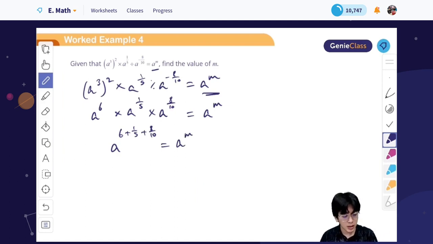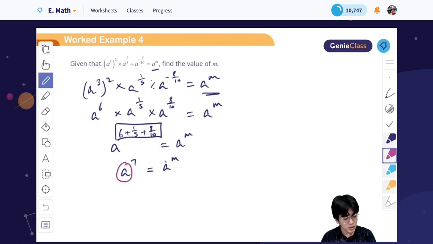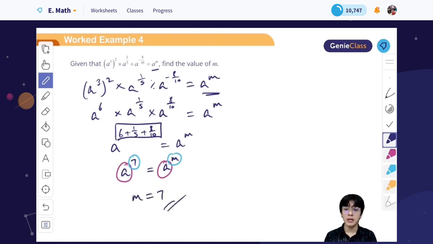So if we calculate what this is, you'll have a power 7 equals to a power m. Once you reach this step, if you have the same base and it is equal to each other, that means the power is the same. So that means you have m equals to 7. Final answer. Alright.